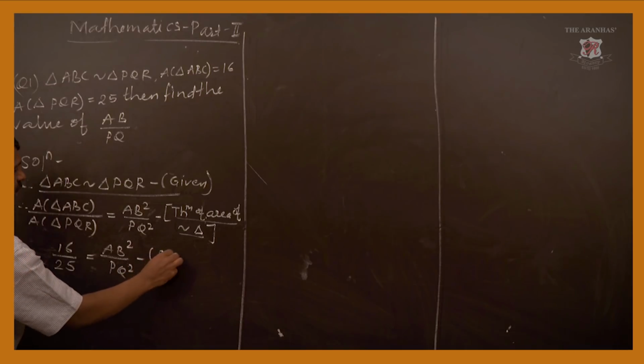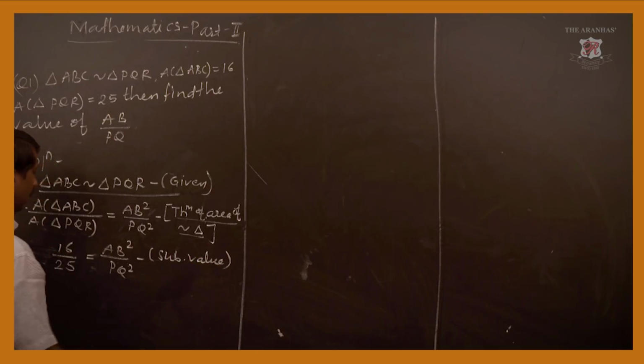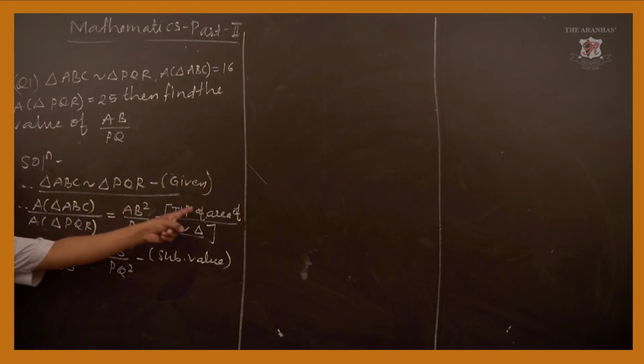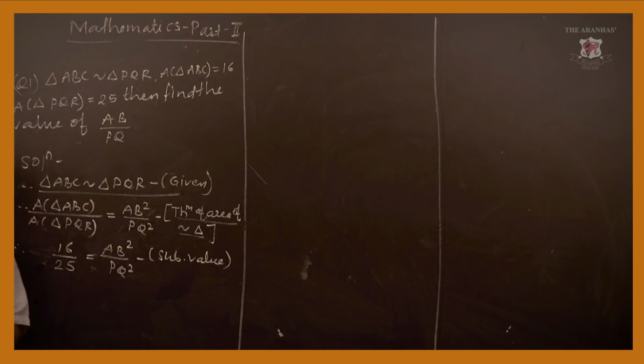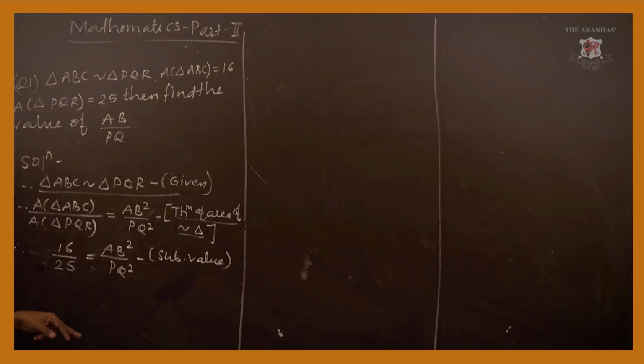Write the reason: substituting the value. In our geometry subject, each and every step has a reason. The first step was given, second is the theorem, third is the substitution. After substituting, we have AB square upon PQ square, so the right side is in the form of a square, but we want AB upon PQ.